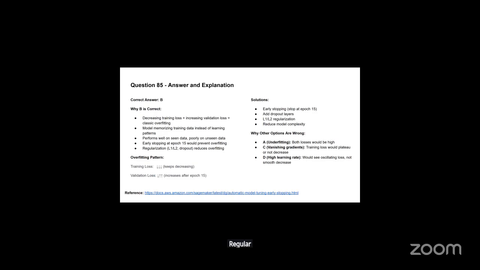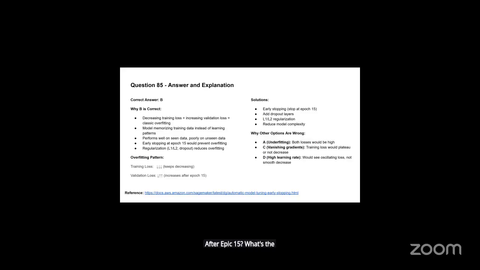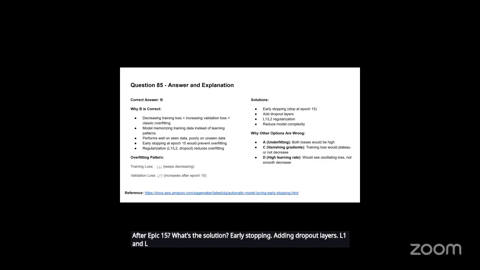Regularization, L1, L2, or dropout, would reduce overfitting. So you see the overfitting pattern: the training loss keeps decreasing, and the validation loss increases after epoch 15. What are the solutions? Early stopping, adding dropout layers, L1 and L2 regularization, and reducing model complexity.